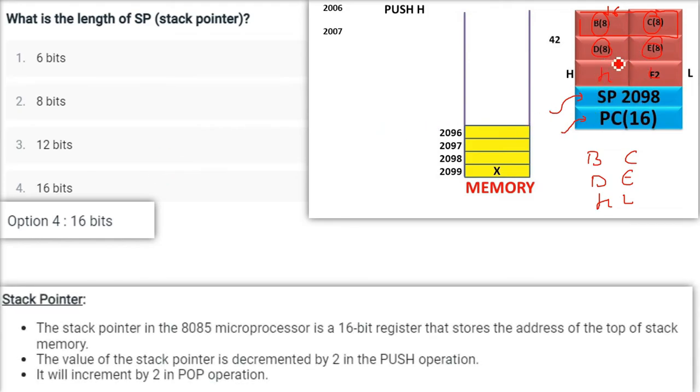The stack pointer in 8085 microprocessor is a 16-bit register that stores the address of the top of the stack memory. The value of the stack pointer is decremented by 2 in the push operation, and it will be incremented by 2 in the pop operation. For example, take these stacks of plates. The top plate's address is actually the stack pointer address. There are two operations possible. One is pushing data on top of the stack, and the other is taking out or removing the top item of the stack, that is the pop operation.